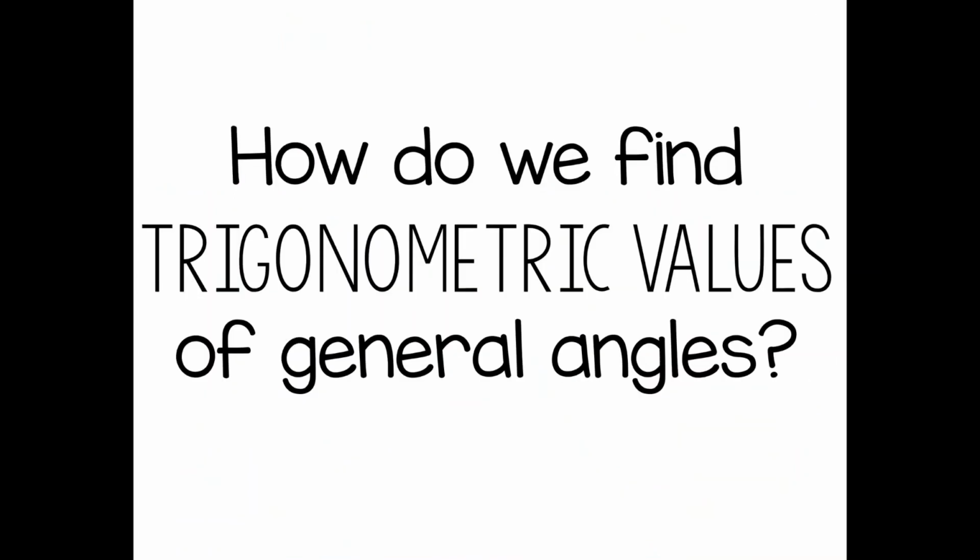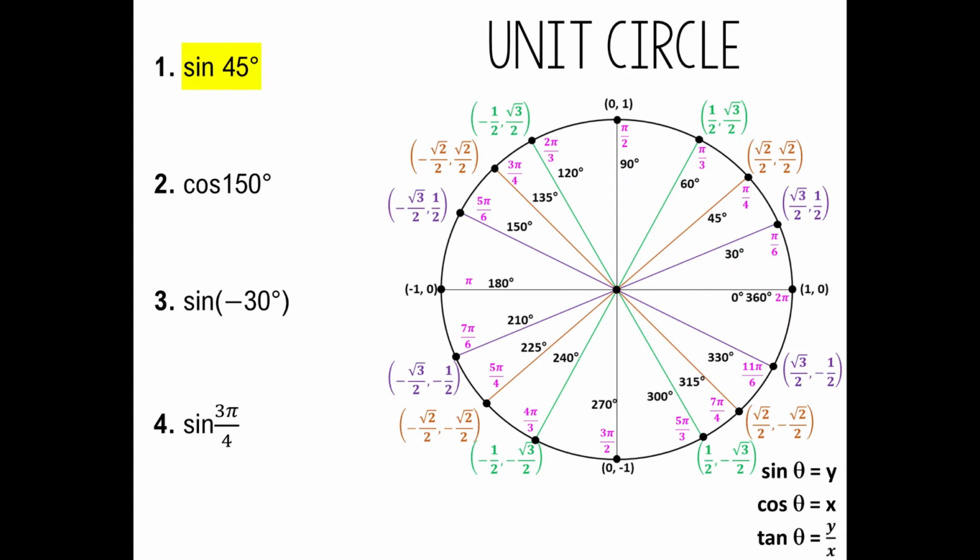So how do we find trigonometric values of general angles? Well, let's look at our unit circle here. I've got everything shown on the unit circle. For this first assignment, you'll want to reference your unit circle quite a bit. Sine theta is y, cosine is x, and tangent is y over x.